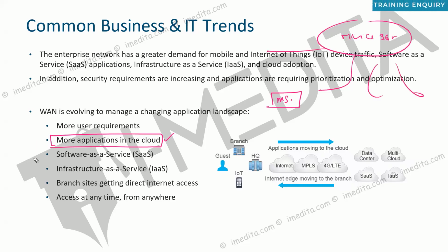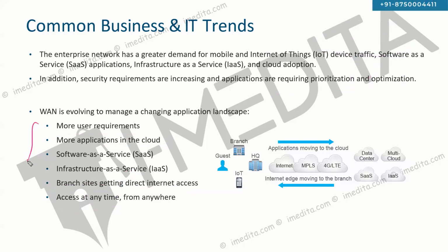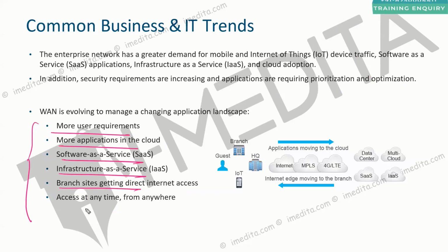So we are also going for software as a service and infrastructure as a service. Branches are getting DIA. We can access our network from anywhere, anytime. So the traditional wide area network has to deal with the challenges listed here: user requirements, and handling application traffic that is hosted on the cloud.